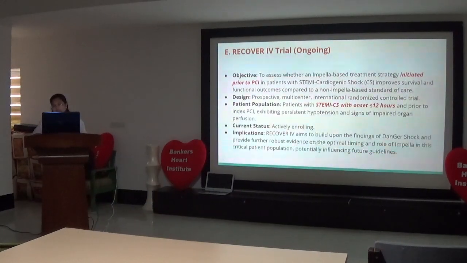Implication is basically it aims to build upon the findings of DanGer Shock and provide further robust evidence on optimal timing and role of Impella in this critical patient population.